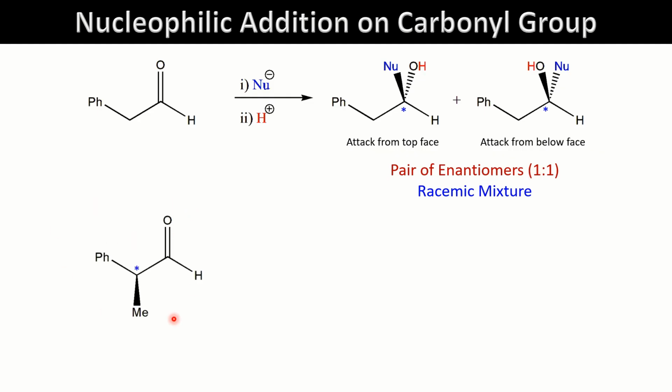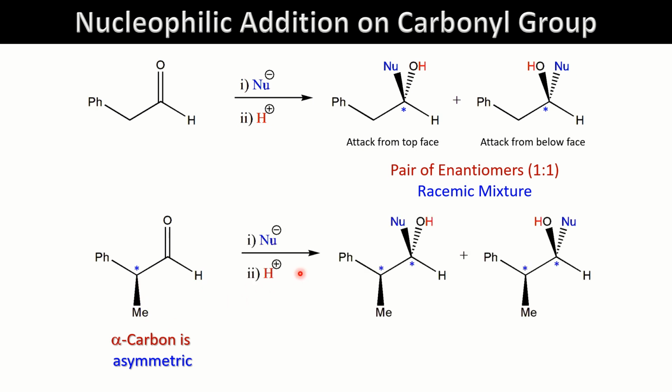Now consider this example where the alpha carbon is already asymmetric. Now it will also give you two products depending on whether the nucleophile attacks from the top face or the bottom face. But the question is, will those products be formed in the same amount, or will there be any difference? So here alpha carbon is asymmetric. You are doing the same reaction. When the nucleophile attacks from the top face, you will get this compound. If the nucleophile attacks from the below face, you will get this compound.